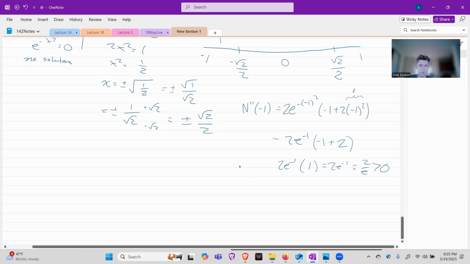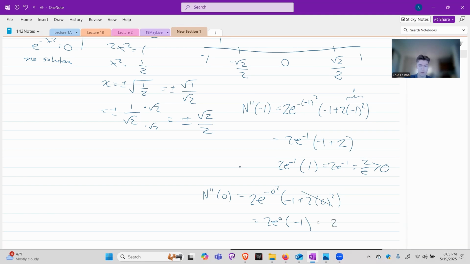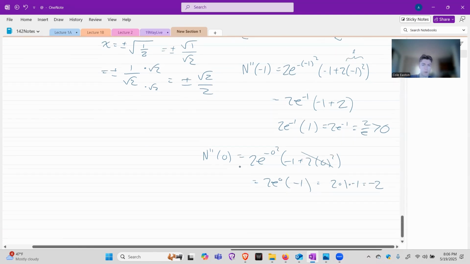Let's do n double prime of 0. So that's going to be 2e to the -0 squared times -1 plus 2 times 0 squared. So that's 2e to the 0 times -1, right? All of this is just 0, so that's going to go away. And so that's 2 times 1 times -1, and so that is going to be -2. So we have a negative concavity in our middle interval there.